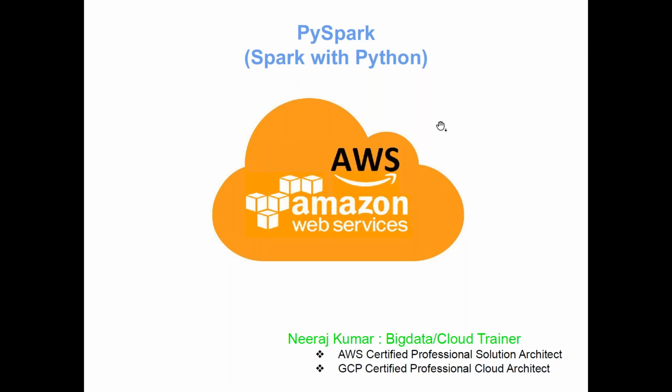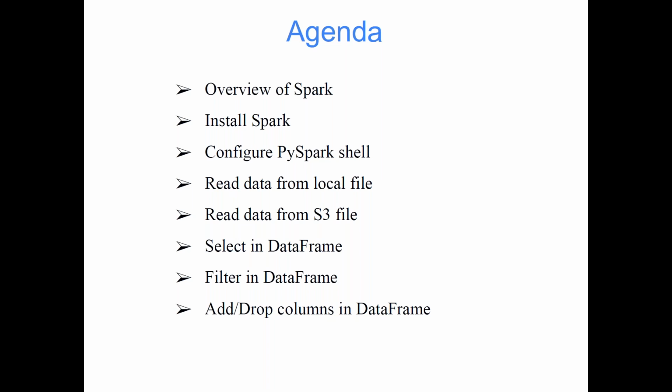So we'll start the class with the agenda. The agenda is overview of Spark, install Spark, configure PySpark shell, read data from a local file, read data from an S3 file, select in DataFrame, filter in DataFrame, add and drop columns in DataFrame. So we'll talk about Spark first, and then we'll talk about what exactly the DataFrame is and how to analyze the data with the help of DataFrames.